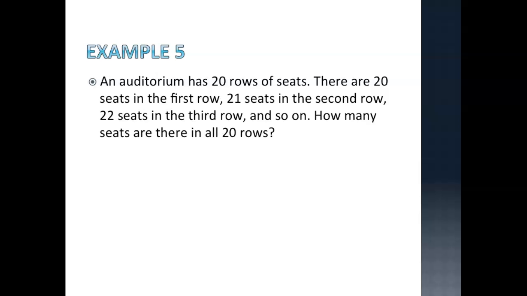Okay, so again, a problem like this, you could go about it and say, okay, I'm just going to add 20 plus 21 plus 22 plus 23 all the way until I've accounted for 20 rows. That's going to take a bit of time. It's going to be tedious. If you don't have a calculator, that's going to be a lot of mental math to have to do. So let's instead use that formula and find the sum of the first 20 rows of seats.